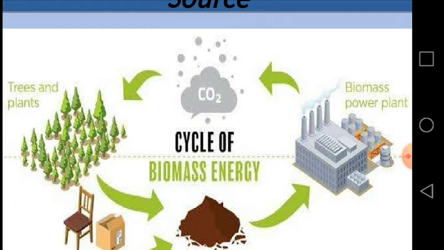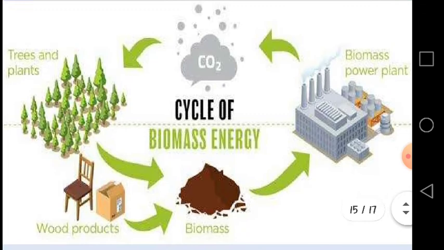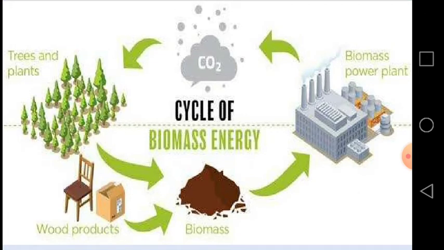So these are the processes through which the energy circulates, and it is renewable because the carbon dioxide produced by burning all these energy sources is again used by the plants, and the plants again do the process of photosynthesis and give us biomass, and this biomass is again used to produce the energy. So this is the renewable cycle of biomass energy. This is because of the photosynthesis.